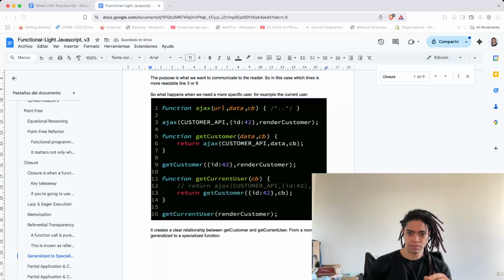Yes? All I was just saying is that current user also kind of implies that it is a customer. Yes. Yeah, I mean, basically, I could have called it getCurrentCustomer or whatever. But yes, basically, right? So in our domain model, that would be obvious to the reader, right?